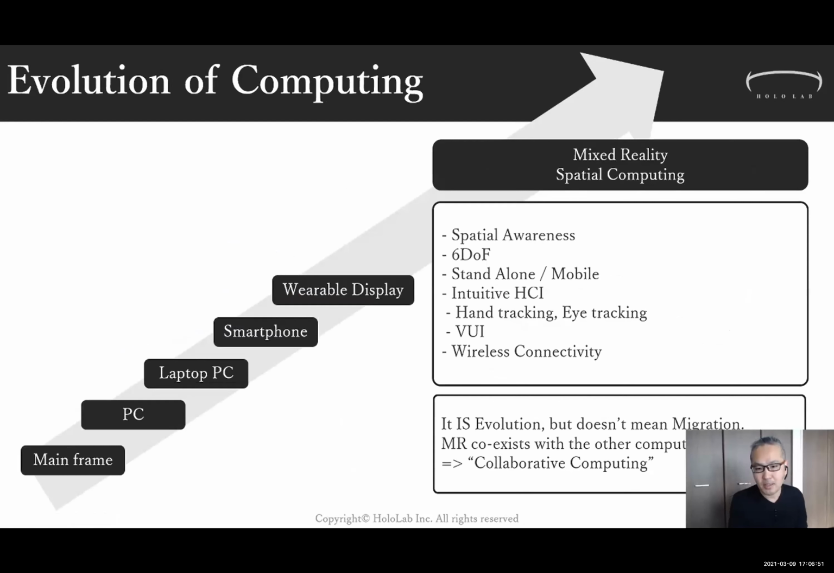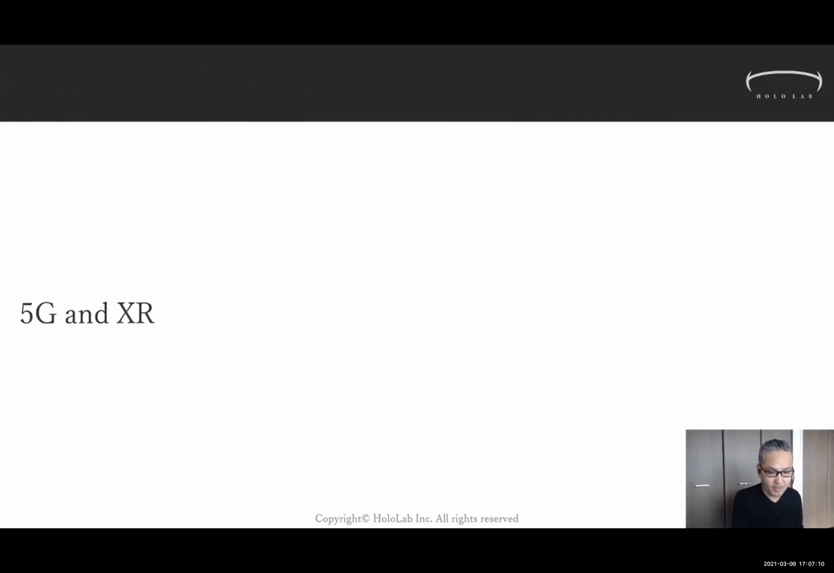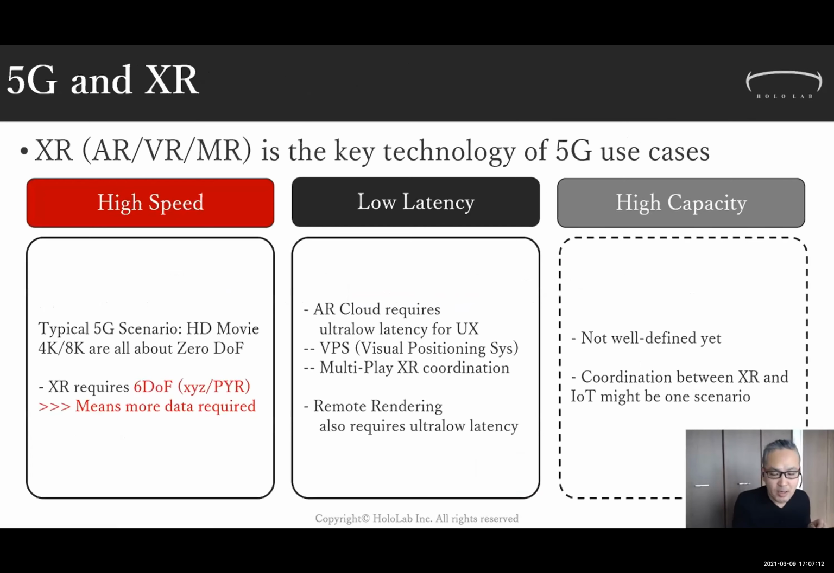I believe that mixed reality and spatial computing are an evolution of a new style of computing. This new style of computing, spatial computing, is not only from the HoloLens. We also have the evolution of device platforms. And I believe that 5G and XR are the key technologies for the use cases. First, I would like to talk about the high-speed requirements.